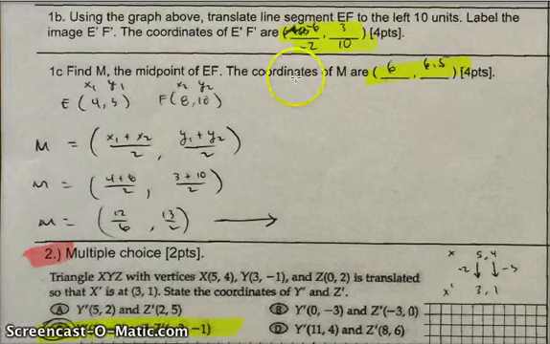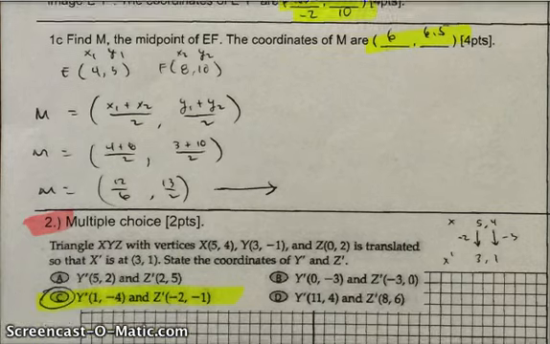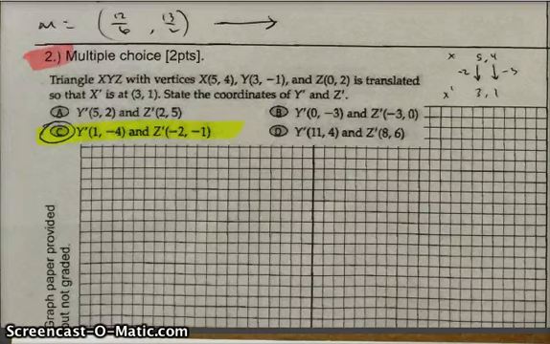So look for those key words. This one is midpoint. 1b is the word translate. Let's go ahead and try question number 2. Triangle XYZ with the vertices X (5, 4), Y (3, -1), and Z (0, 2) is translated so that X prime is at (3, 1). State the coordinates of Y prime and Z prime.